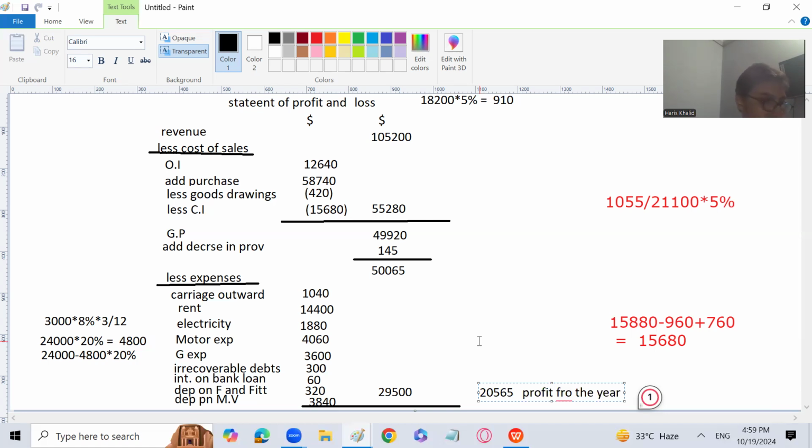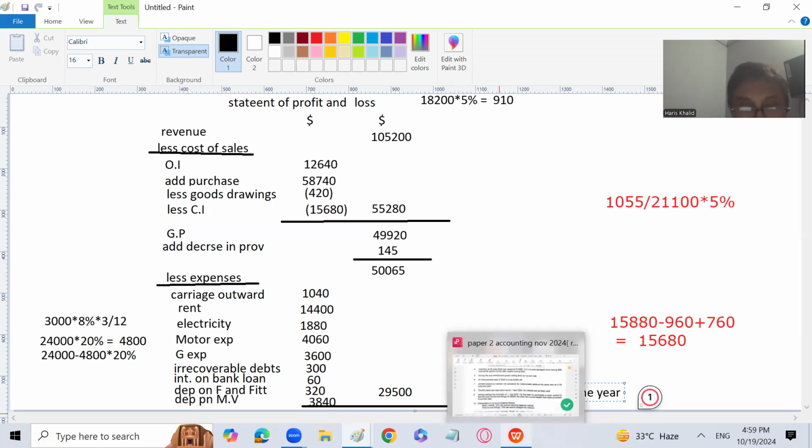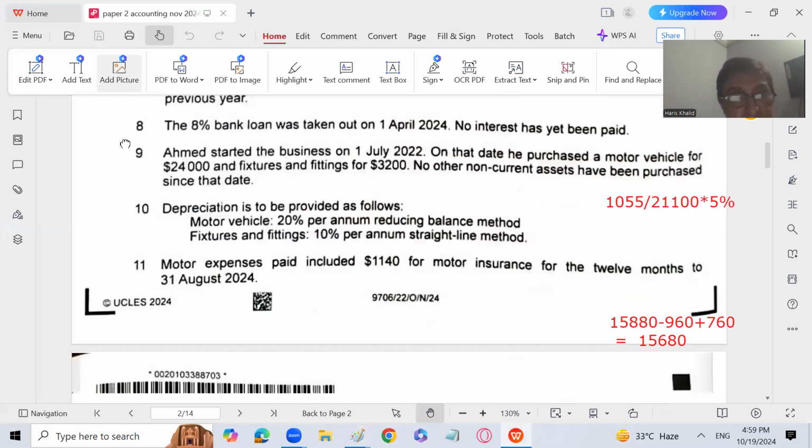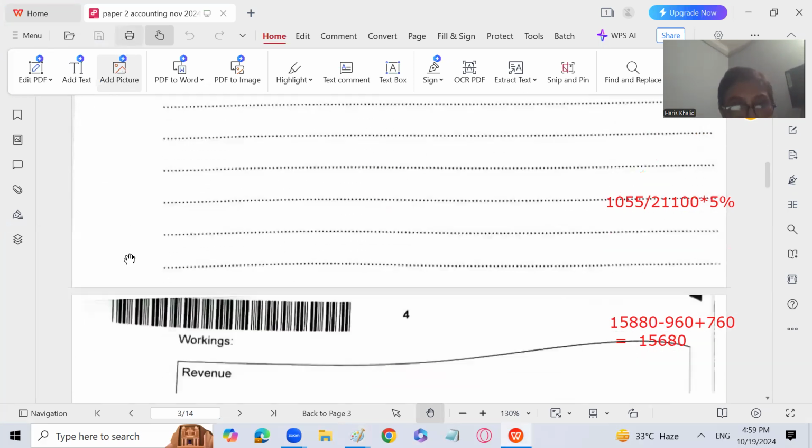50065 minus 29,000 is 20565. Okay. Now let's move on to the next part of the question. I hope you will get it and you have taken the picture or whatever.